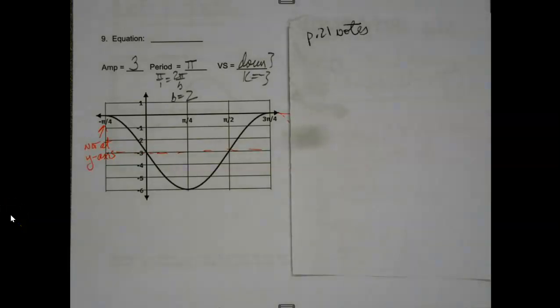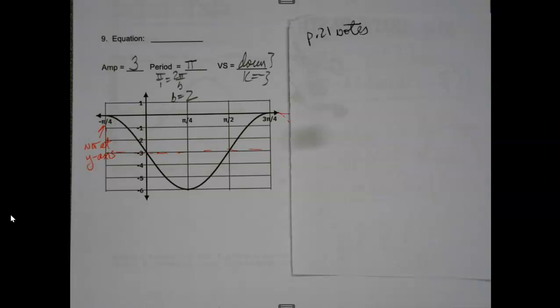When we were talking yesterday, we could find our center line. Okay, that's still the same here. It's at -3, in between the max and the min. Cool, that gives me my vertical shift. My amplitude is still the distance from the center line to the top.